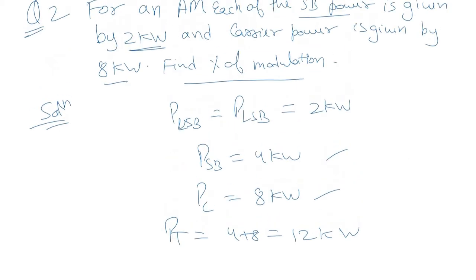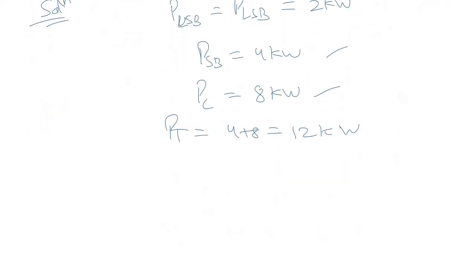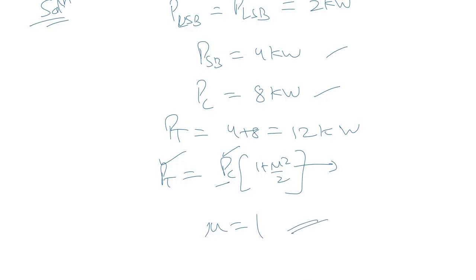But we need to find out the percentage of modulation, and for this total transmitted power PT, the expression is PC into 1 plus mu square by 2. We are well aware of this PT, we know PC, so we can easily find out mu, that is the modulation index, from here, which comes out to be 1 after solving this expression.